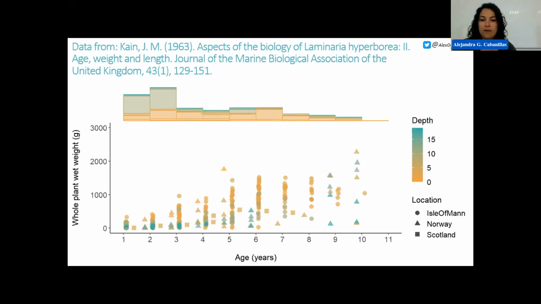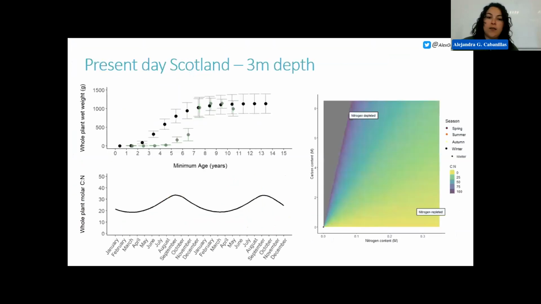And again, the high sensitivity of these plants to environmental variations is why you can see this wide distribution of the data. And it is really a key factor that we have to keep in mind when comparing our model to this empirical result. So this is how our model looks. After all this said, here in black, I'm showing you the simulated growth for a single individual of Laminaria hyperborea growing in Scotland at 3 meters depth.